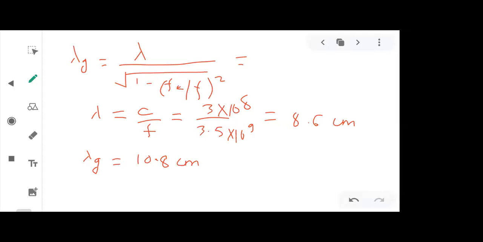So you can see that lambda g is larger than lambda. So the wavelength inside the waveguide expands. And this is actually related with your phase velocity, how a phase velocity can be larger than the speed of light. So if you have any query, you can ask related to the problem. But you have to remember this list of formula.